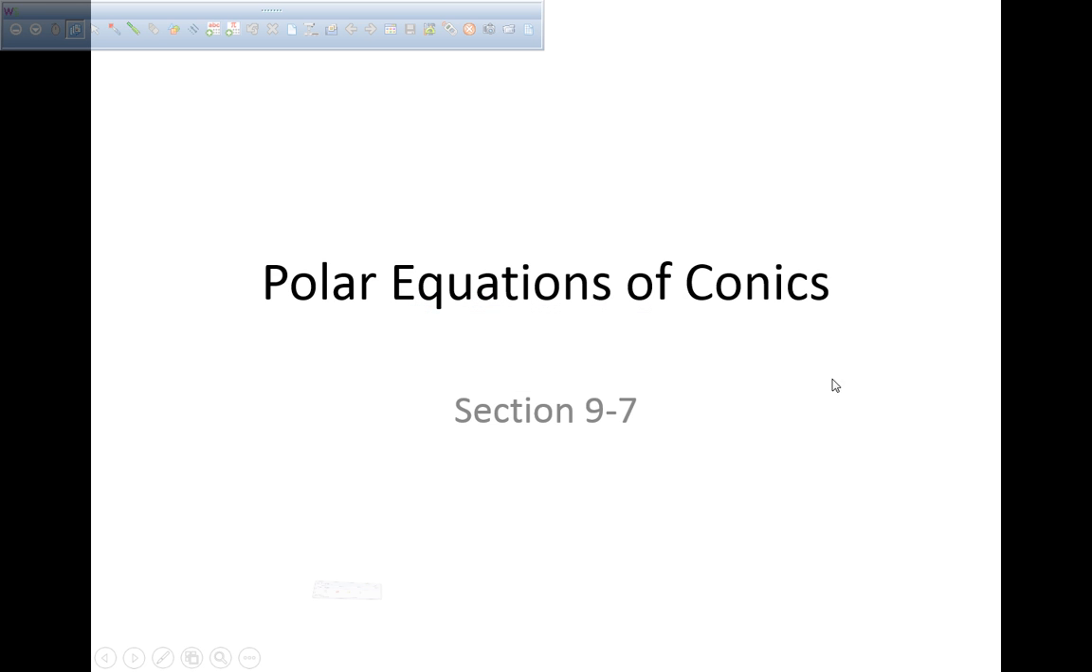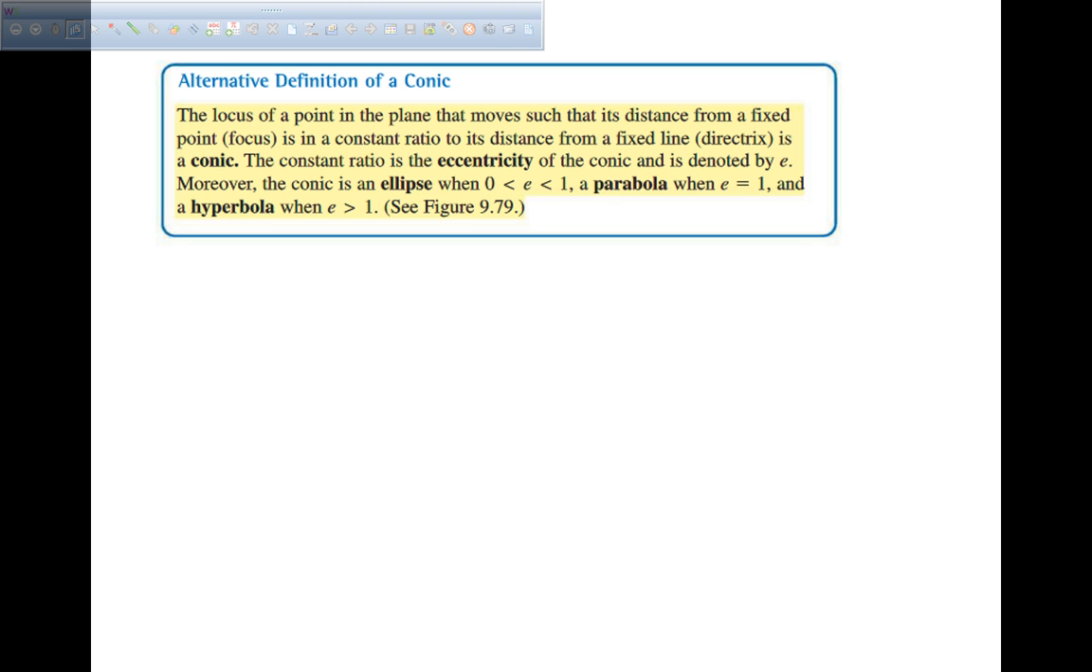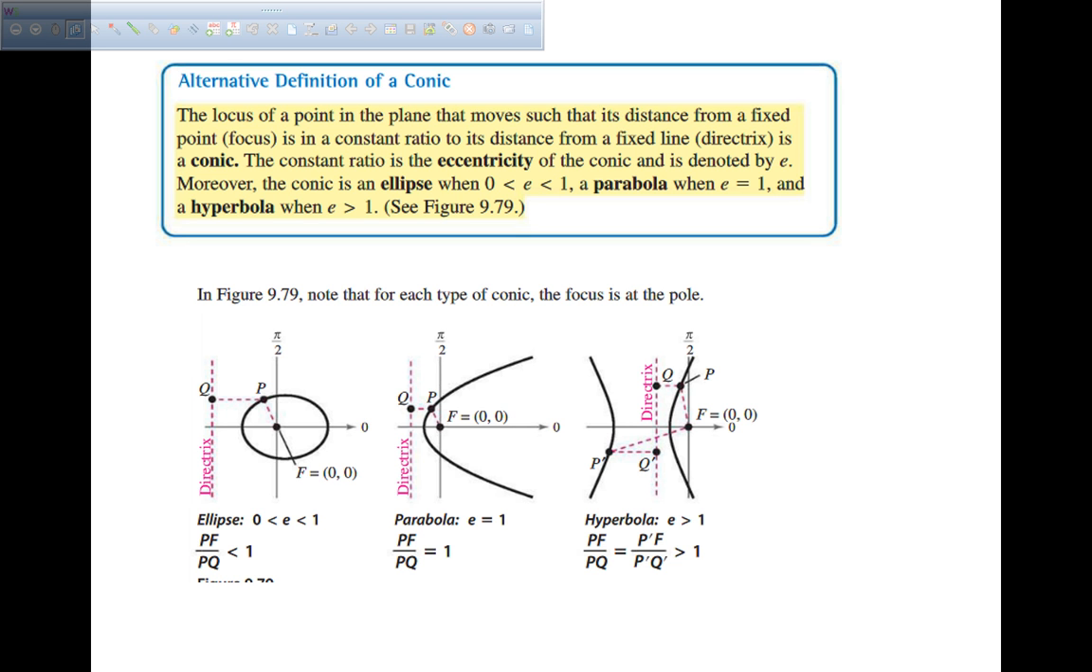So this is called polar equations of conics, right? And you better pay attention to this, because it's kind of neat, I think, but it can also get a little complicated. So don't write this down. I'm going to bring something up and show you what this says, okay?